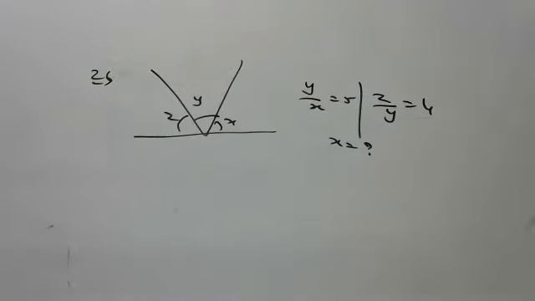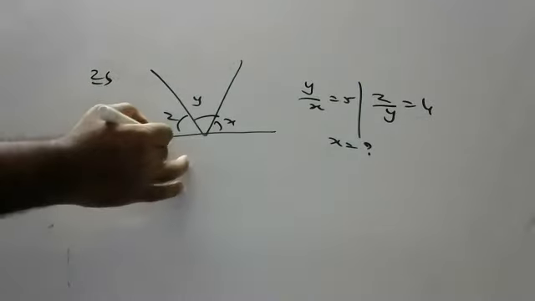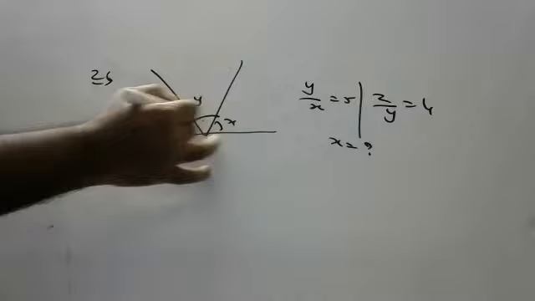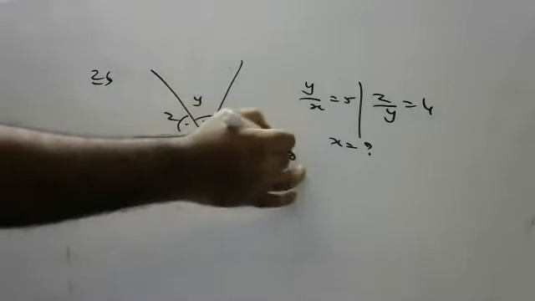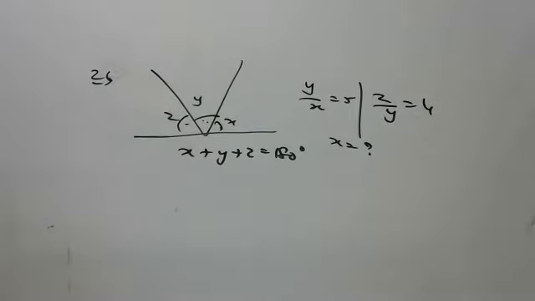Okay, children, very, very easy. Please see here. We know angles in a linear pair, on a straight line, x plus y plus z is equal to 180. Please check, children, all of you.